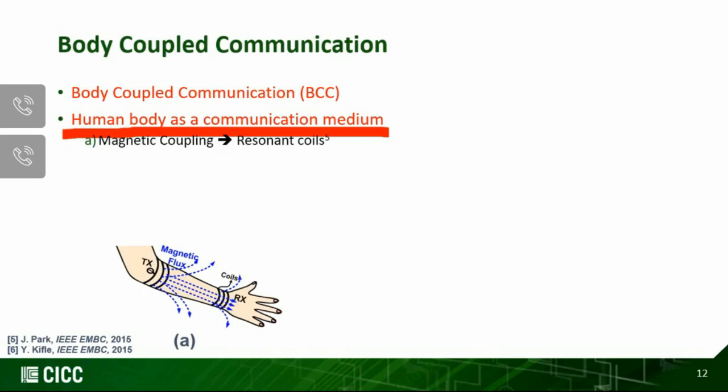And there are largely three types of BCC. The first is the magnetic BCC, whereby you're using magnetic coupling between the transmitter and the receiver. So you'll be having a coil and you'll be transmitting the magnetic flux, which the coil on the receiver side will be detecting, and the changing magnetic flux will be translated into data.